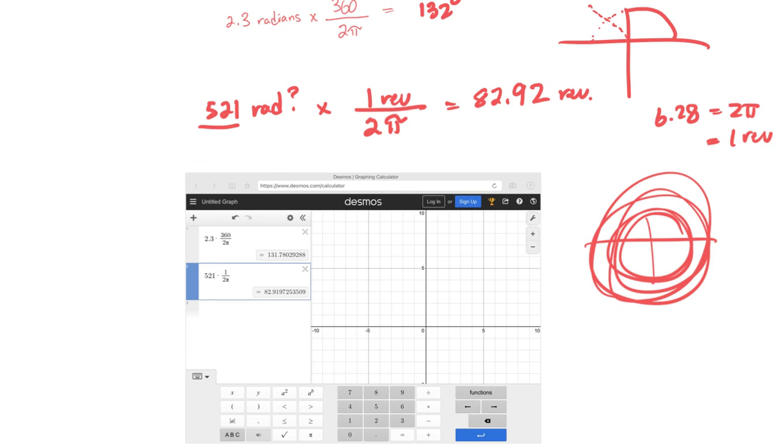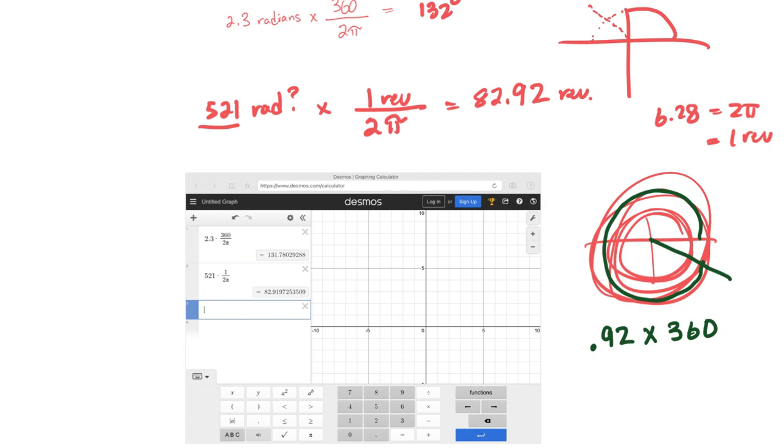So that last 0.9 would probably be, maybe about there of a revolution. If you wanted to, you could go just the 0.92 part and times it by 360 to see what the degree equivalent of that would be. Let me just try that. So the 0.92 times 360, and that's 331. So I'm in the right ballpark.